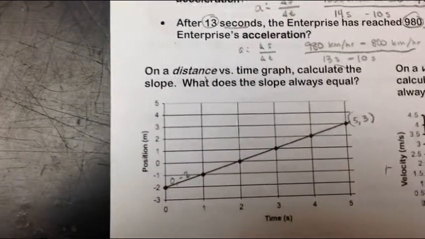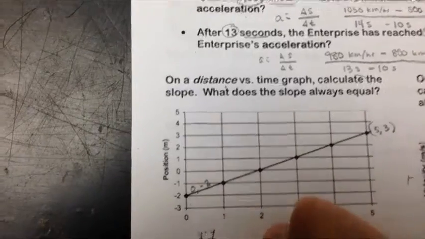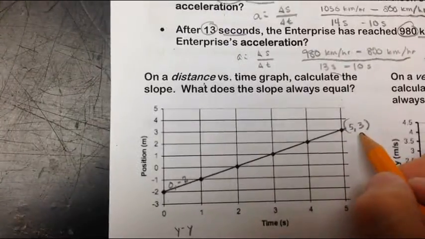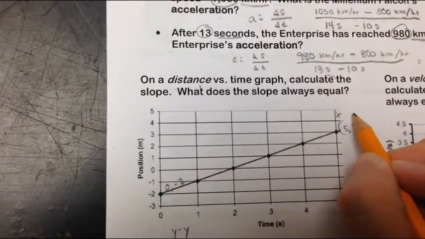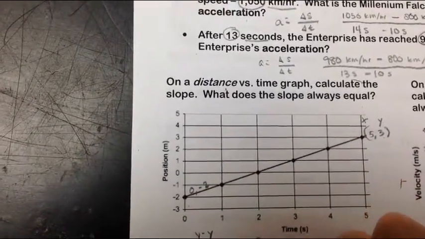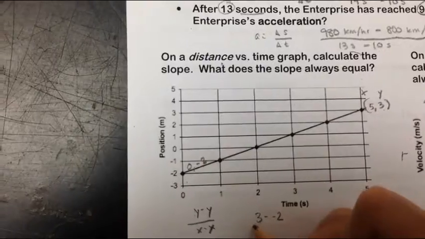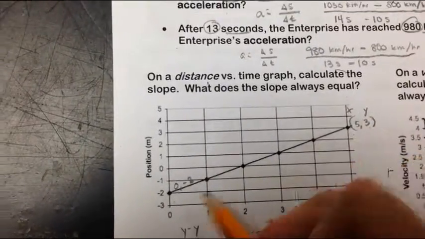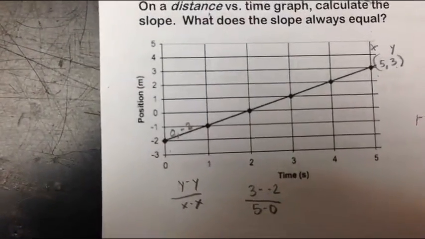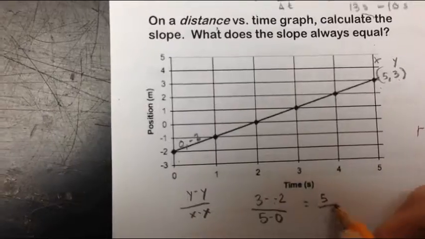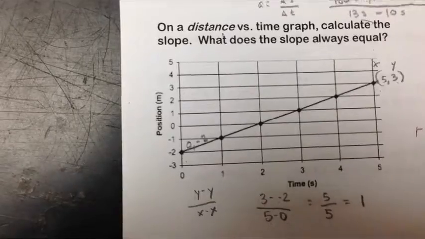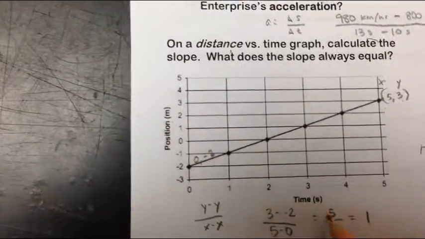And our formula for slope is y minus y over x minus x. So let's look at our second point. Remember, points are x, y. So we've got 3 minus -2. And then for our x coordinates, we've got 5 minus 0. Remember, if you minus a negative, it's the same as adding. So that simplifies to 5 over 5. Simplify that even further. We've got an answer of 1, and our units are meters per second.